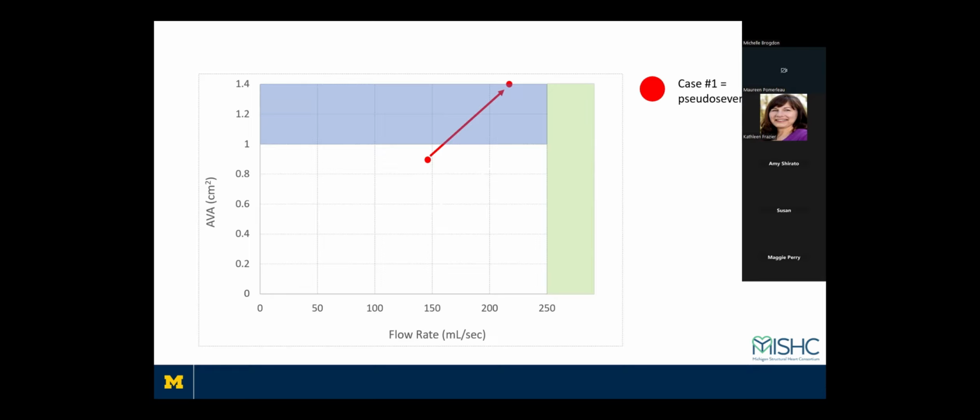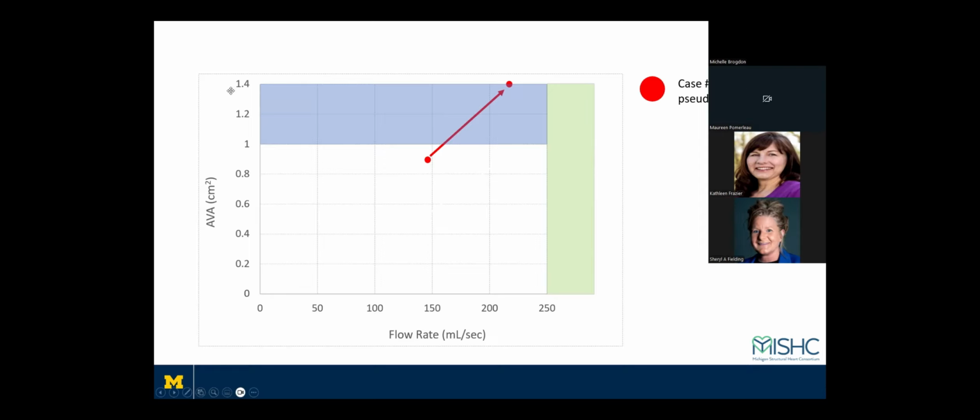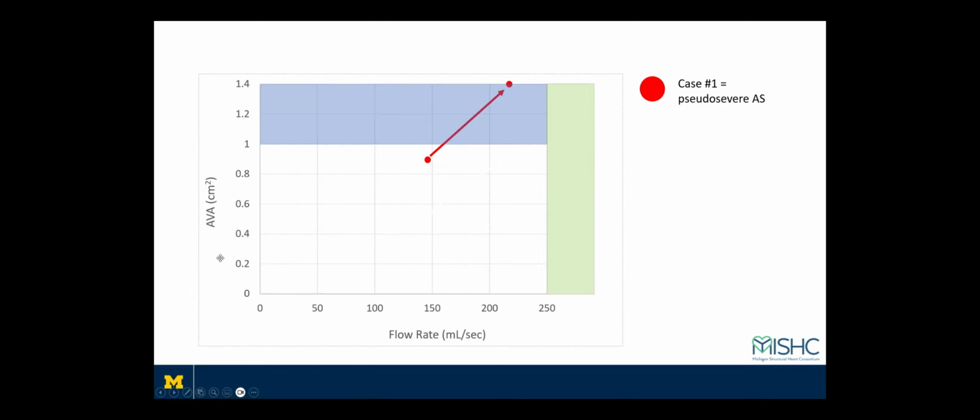So let me just briefly orient you to this figure. On the vertical axis is the aortic valve area, with our threshold of 1, above which is highlighted in blue. And then on the horizontal axis is the flow rate. And once you get to a normal flow rate, you'd be in this green side over here. So for the first patient I showed you, he started with a flow rate just under 150 mils per second. And even though he didn't normalize his flow rate up to 250, we see that there was a significant increase in his valve area out of the severe range. So this is a patient that had pseudo-severe AS.